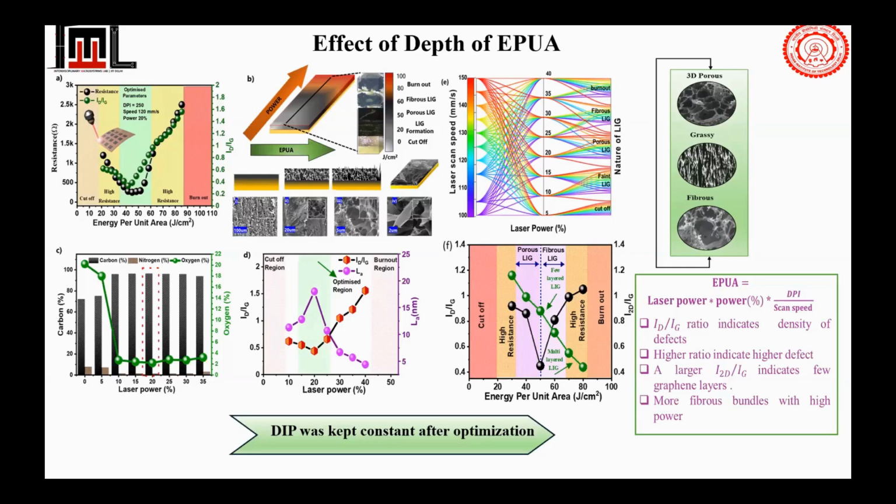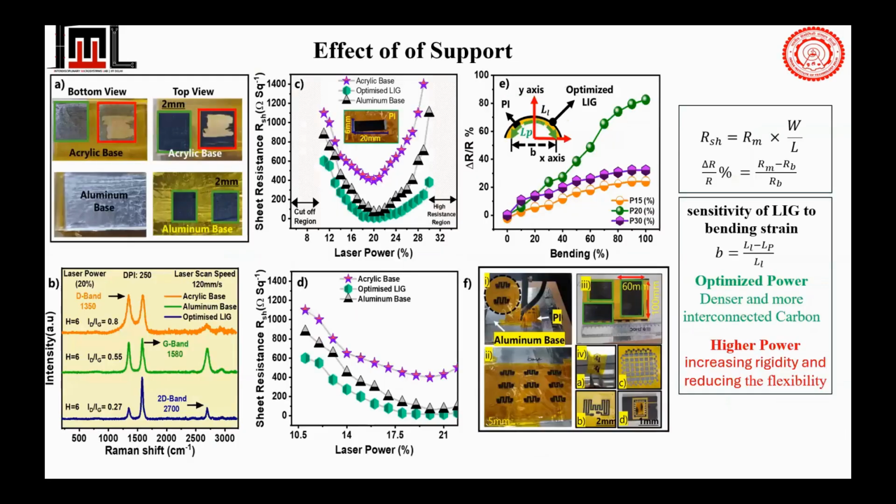If it remains within 40 to 60 joules per centimeter squared, the graphitic carbon will be highly conductive. What we also found is that if your power is very small, the carbon content is less, so the conductivity is also less. As soon as you increase the power to the optimal point, that is 20% power, in my case using a 100 watt laser, my carbon content came to almost 96%. And we tried the same thing to see the effect of the support.